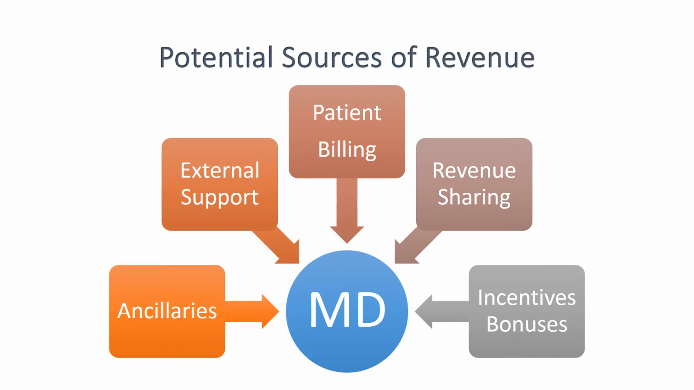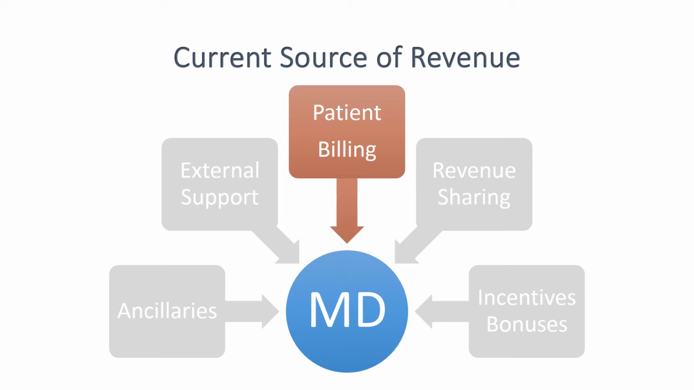Physicians have multiple potential sources of revenue, such as ancillary services, external support, patient billing, revenue sharing, and also incentives and bonuses. However, it is primarily through patient billing that physicians derive revenue. This is mostly a quantity-based factor in the generation of revenue. The more patients you see, the more revenue you generate. The more procedures you do, the more revenue you generate.